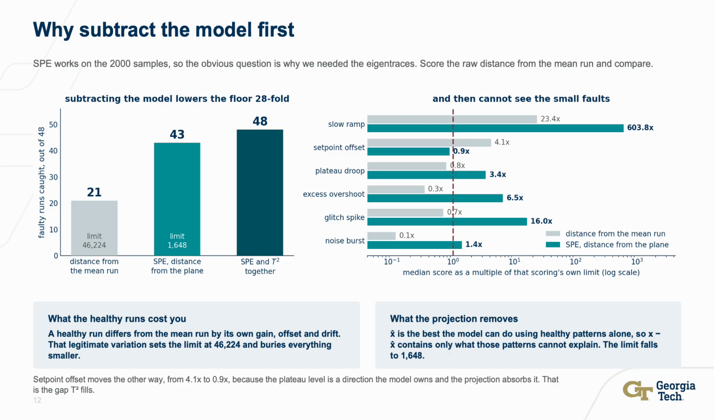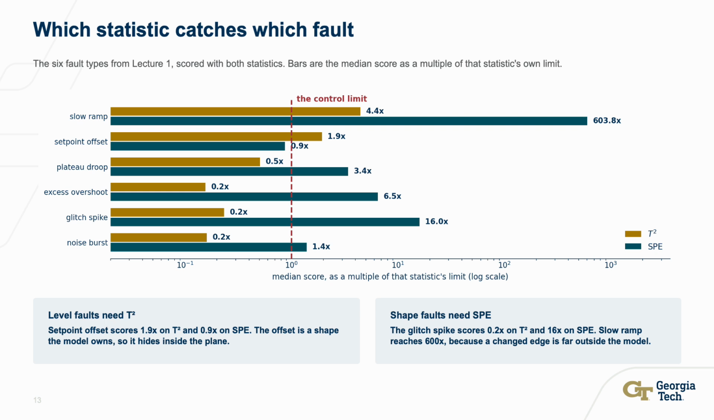and it is why two statistics together reach 48. If you want one sentence for the exam, PCA is what makes the residual small for healthy runs, and small residual for the healthy run is what makes a small fault detectable. Let us check that claim across all 6 types from lecture 1.